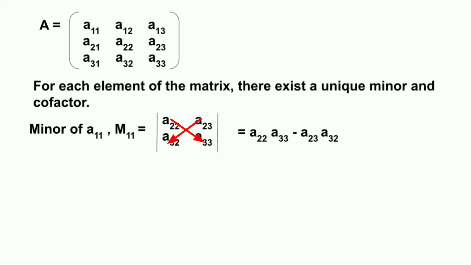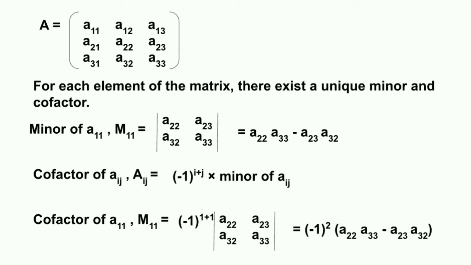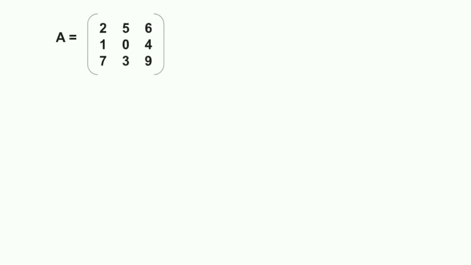Now the cofactor of an element is given by -1 to the power row number plus column number of that element, times the minor of that element. So the cofactor of A11 is equal to -1 to the power 1 plus 1 into the determinant of A22, A23, A32, A33. To clear the idea on cofactors and minors, let's take an example. Since this matrix has 9 elements, we will get 9 sets of minors and cofactors. Let's find them one by one.